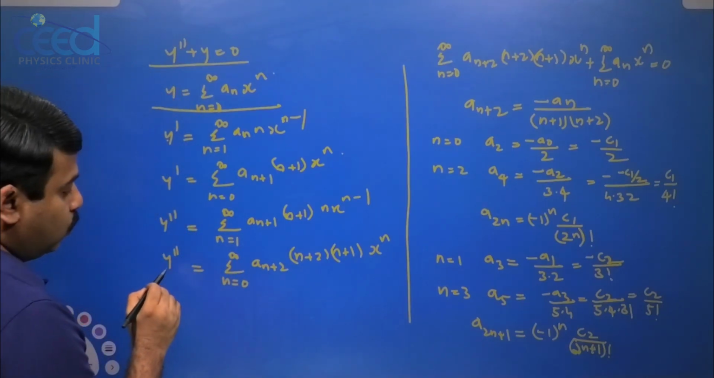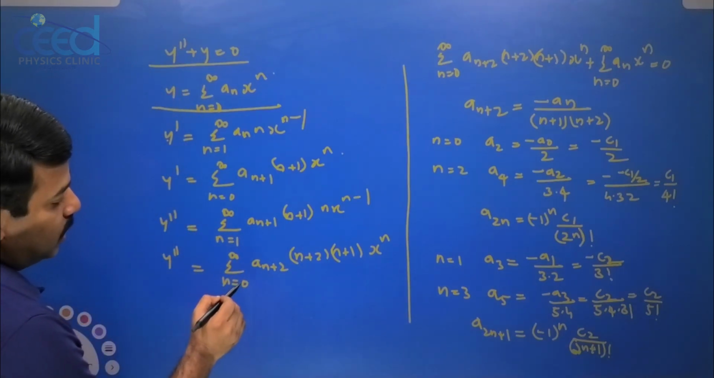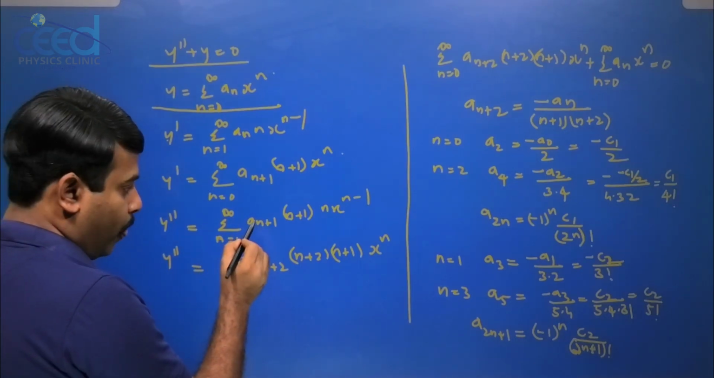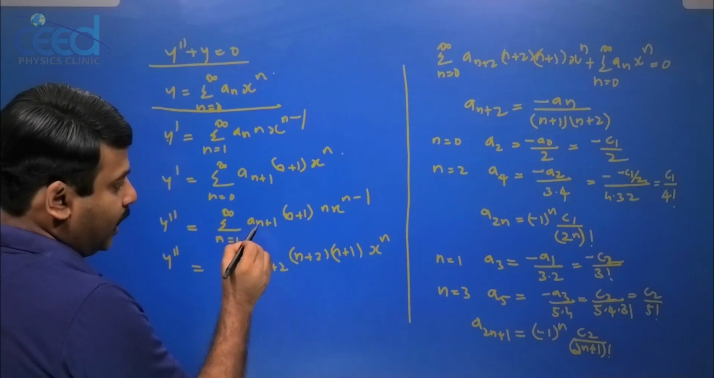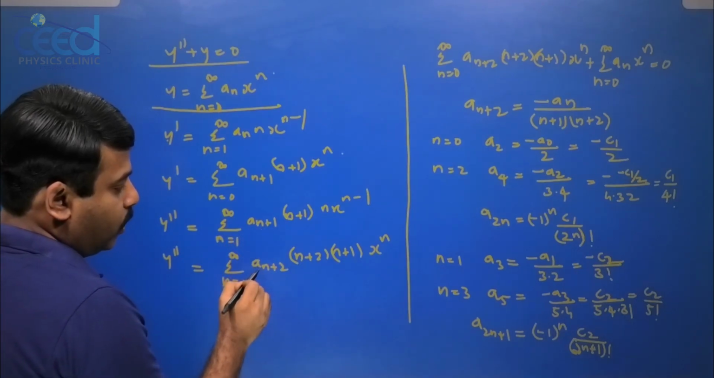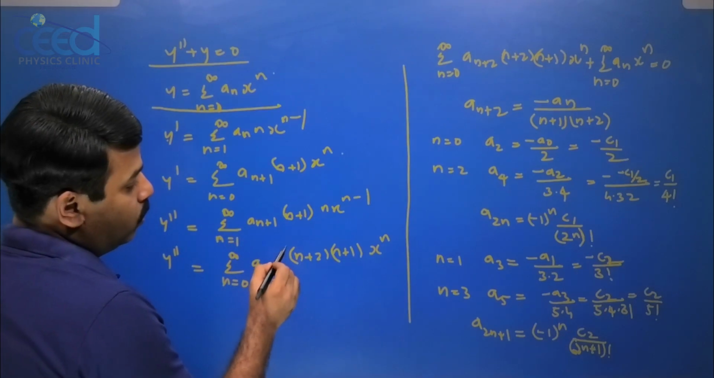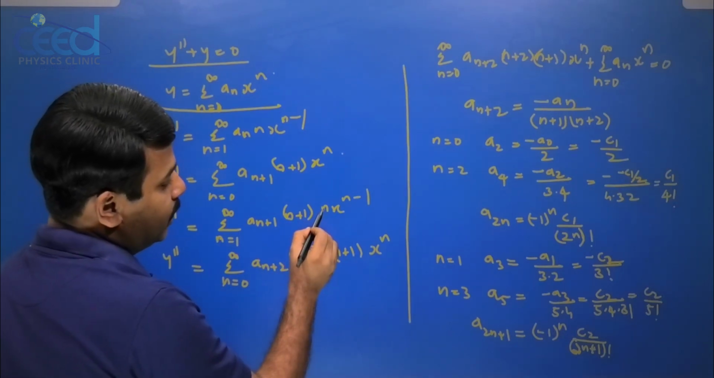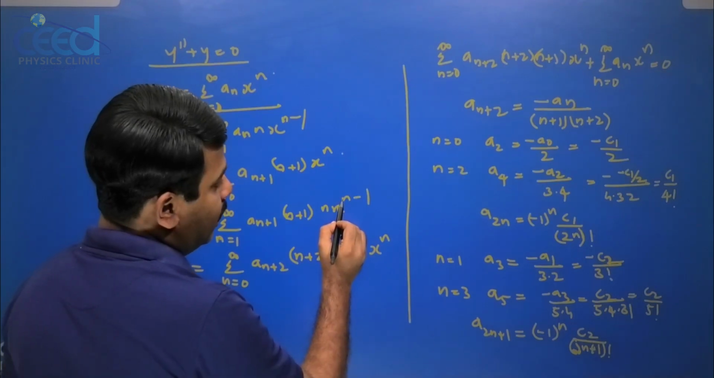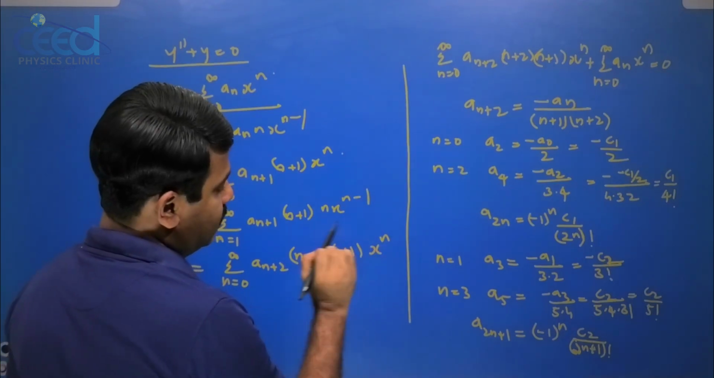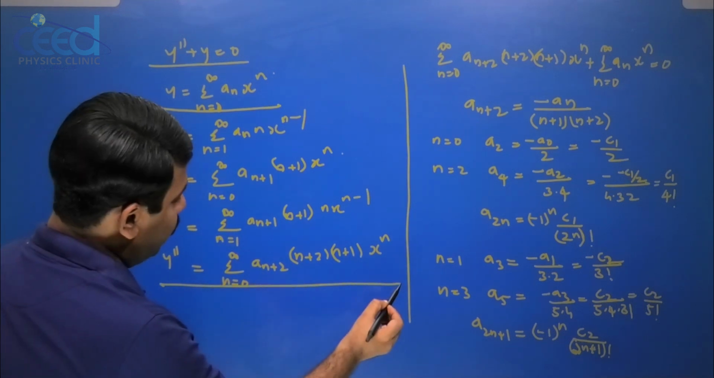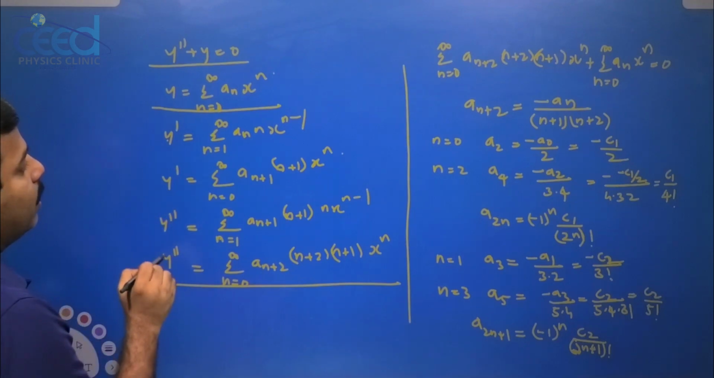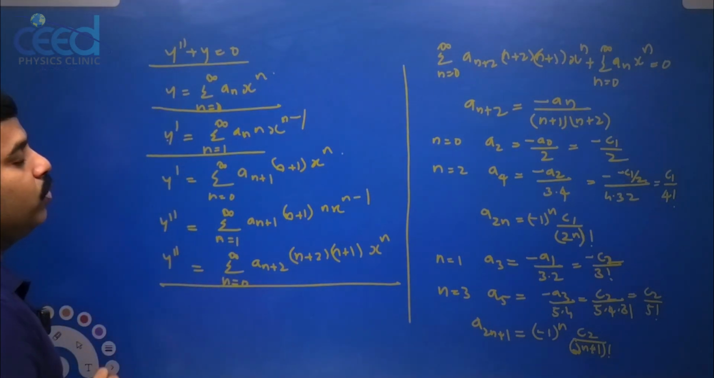So y double dash is equal to sigma n equal to 0 to infinity. n equal to 1 changes to n equal to 0, then all n change to n plus 2. Then n plus 1 is what? N plus 2. Then a n plus 2 into n plus 2, n plus 1, where n changes to n plus 1 and n plus 1 minus 1 is x raised to n. Now you have solved y dash and y double dash, all the values.